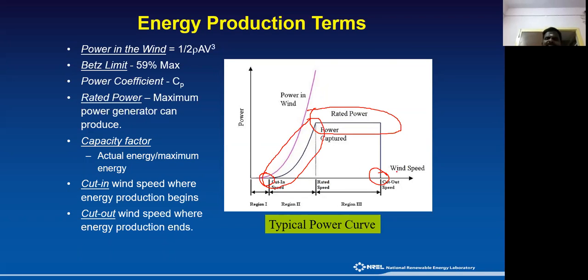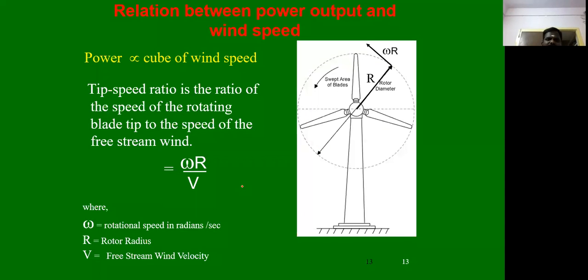So it is possible to operate only within this speed range. When the speed is more than this, we cannot operate the wind turbine. When the speed is less than this, we cannot operate the wind turbine. So the power is directly proportional to the cube of the wind speed. The tip speed ratio is the ratio of the speed of the rotating blade tip to the speed of the free stream wind, as indicated.